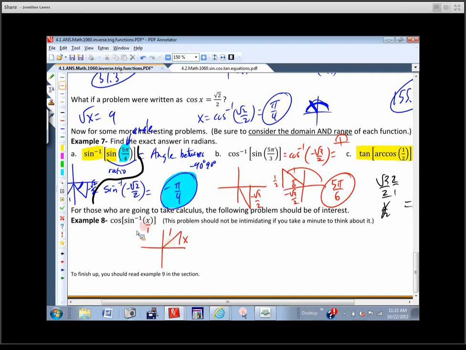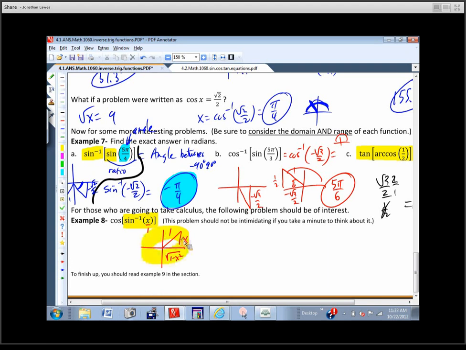Now, I need the cosine ratio, so that means I need the adjacent side over the hypotenuse. So I need to find out how long this is right here. So using the Pythagorean theorem, this is going to be the square root of 1 minus x squared. Is that all right? I think we did this a couple times before. Okay, so that really takes care of this stuff right here.